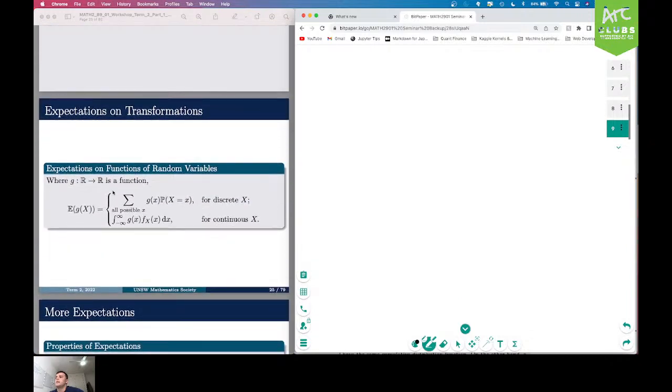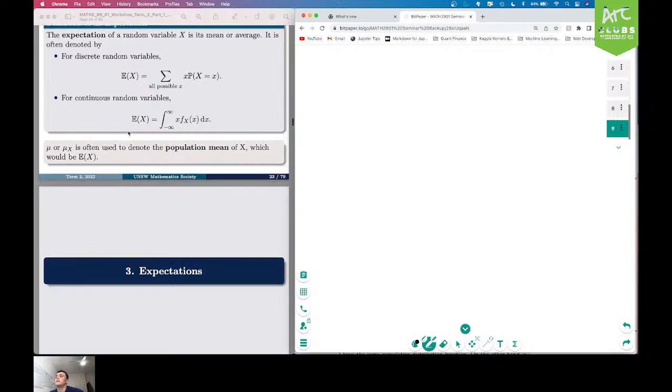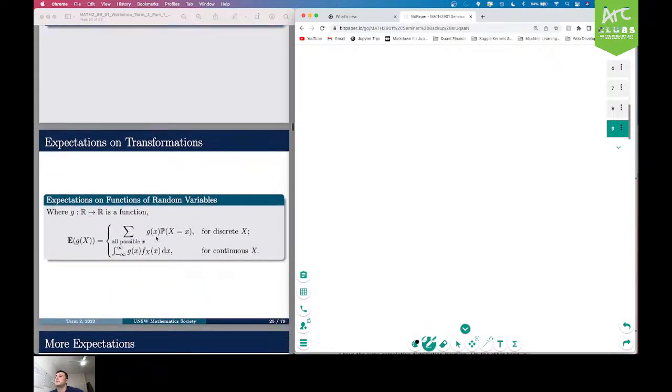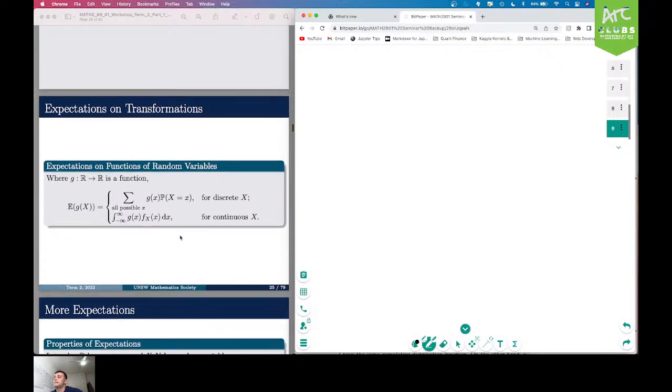Cool. Now the only change that happens if I move to an arbitrary function g of x, so we had just x over here. If I move to an arbitrary function g of x, nothing really changes apart from the fact that instead of x, we just have g of x. And this summation for discrete and the integral for continuous still remains the same.